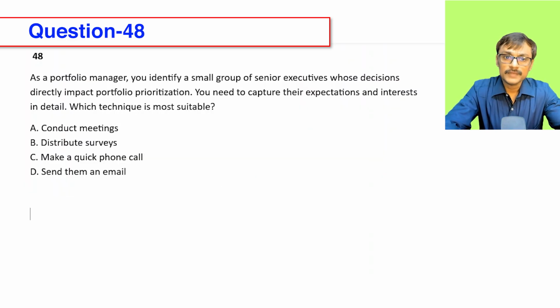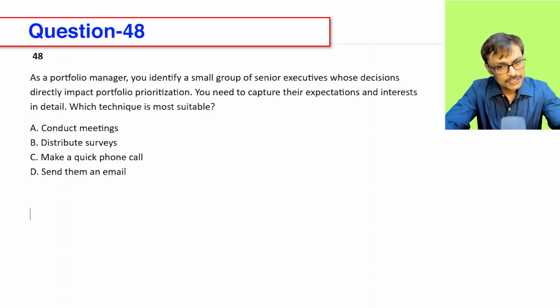Question number 48. As a portfolio manager, you identify a small group of senior executives whose decisions directly impact portfolio prioritization. You need to capture their expectations and interest in detail. Which technique is most suitable? So it is all about understanding stakeholder needs and expectations, their communication needs and expectations, and how we engage with them in future.